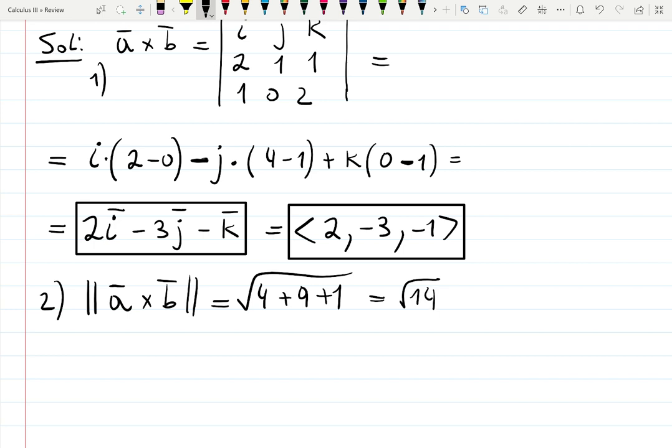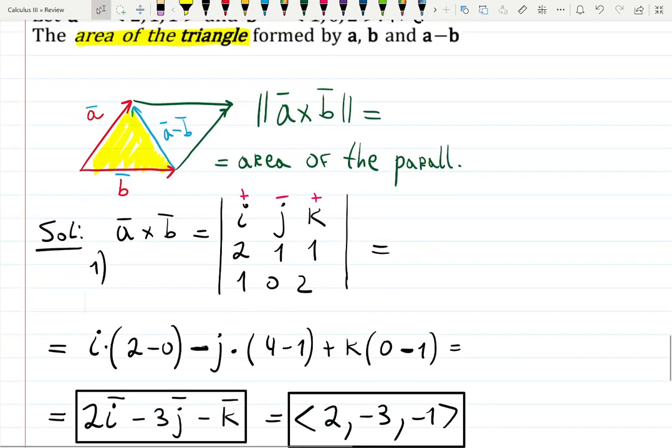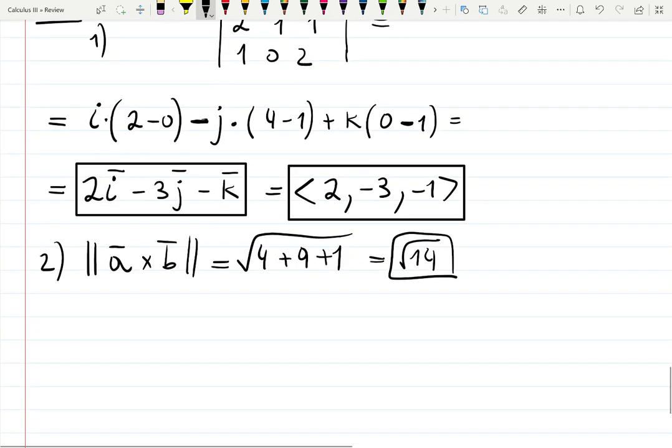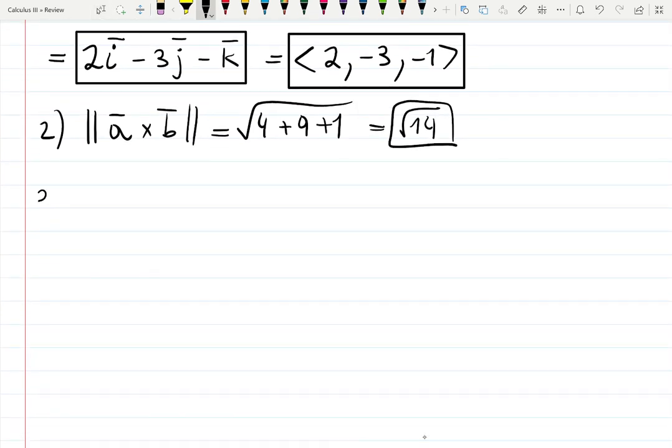It should be the square root of 14. And let's keep it as it is. 7 times 2, not really getting it better. So this is the final answer, and you should go back and read the problem. The problem asks about the area of the triangle, not the area of the parallelogram. So we need to divide by 2. The final answer, the area of the triangle, sometimes people put a small triangle over here, is the square root of 14 over 2. And you can keep the answer like so.